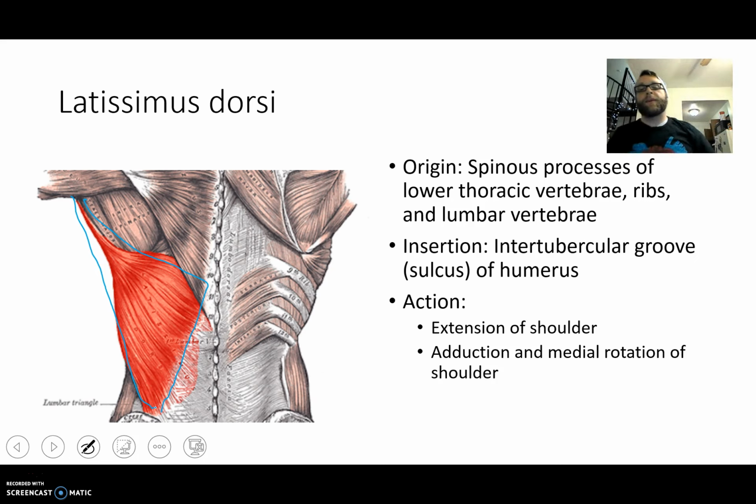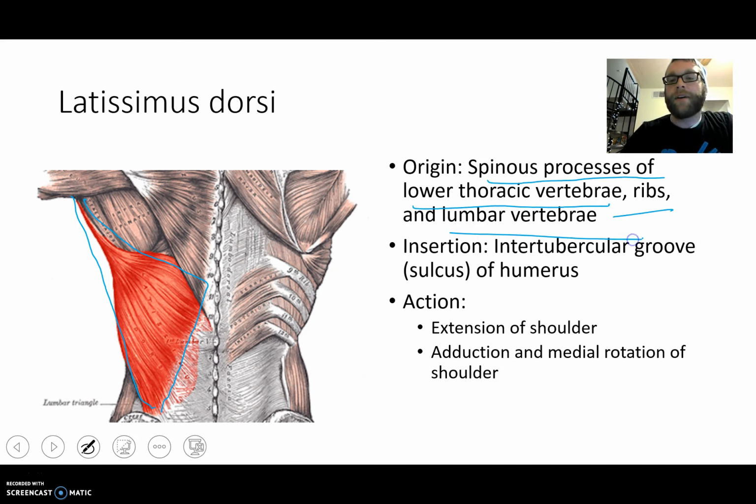So if you ever see swimmers, swimmers usually have very large lats. So do rowers, that rowing motion that you sometimes do at the gym. That's a motion that builds up your latissimus dorsi, as well as your trapezius. Origin: spinous process of the lower thoracic vertebra, ribs, and lumbar vertebra. So for latissimus dorsi, you're going to need to know all of that.